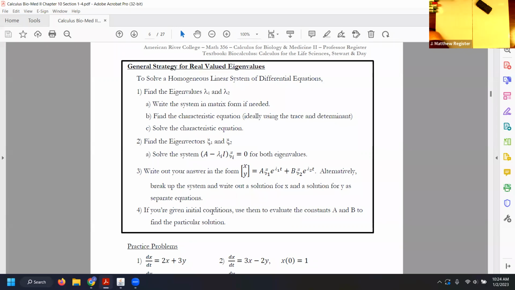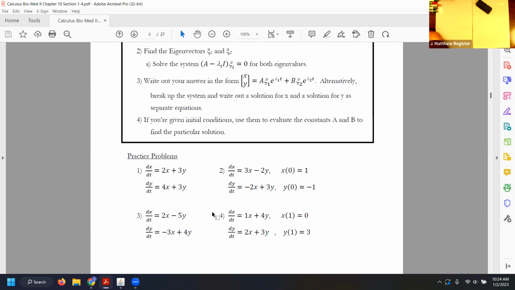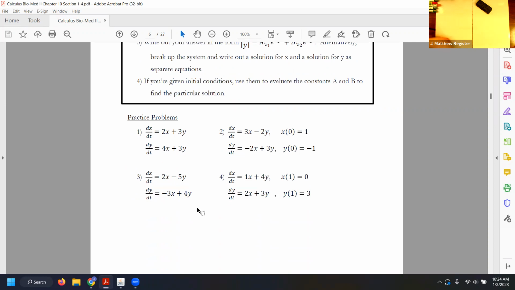And then if you are given an initial condition, use them to evaluate the constants A and B to find the particular solution. Personally, I like the general solution a little better, but that could just be me. Let's try one of these and actually do a little bit of math rather than just talking the entire time. And so let's do number 1 just as a beginning problem.